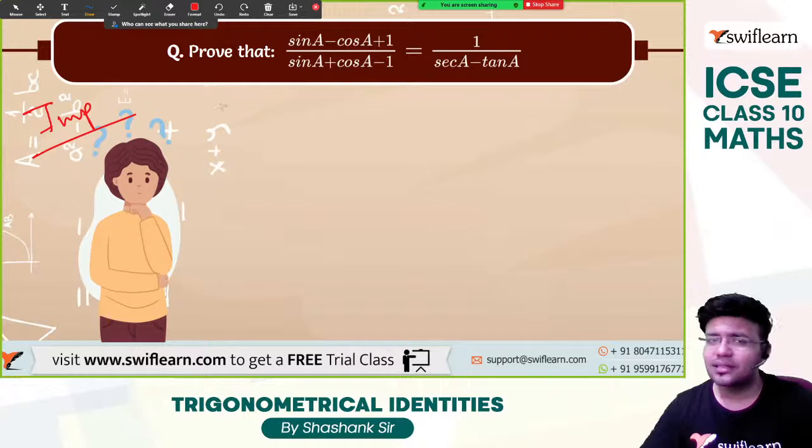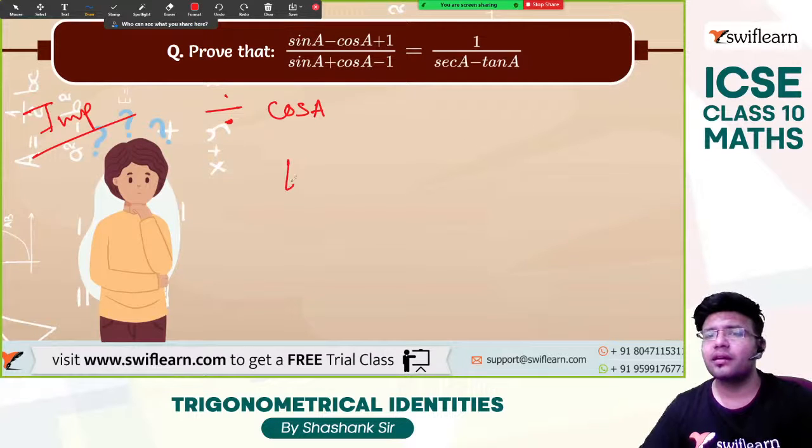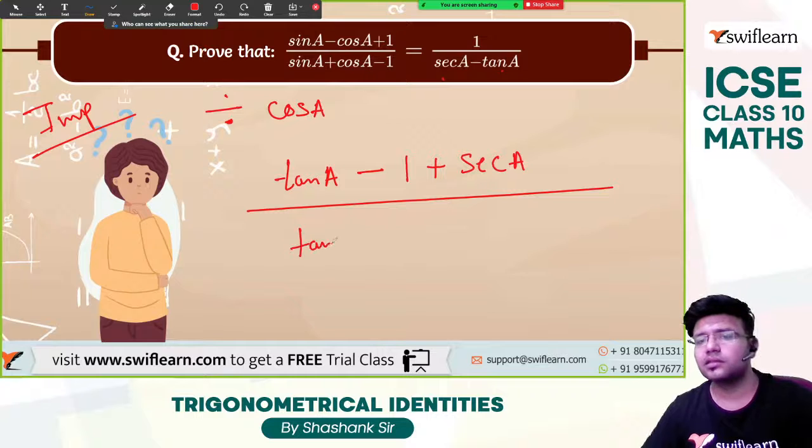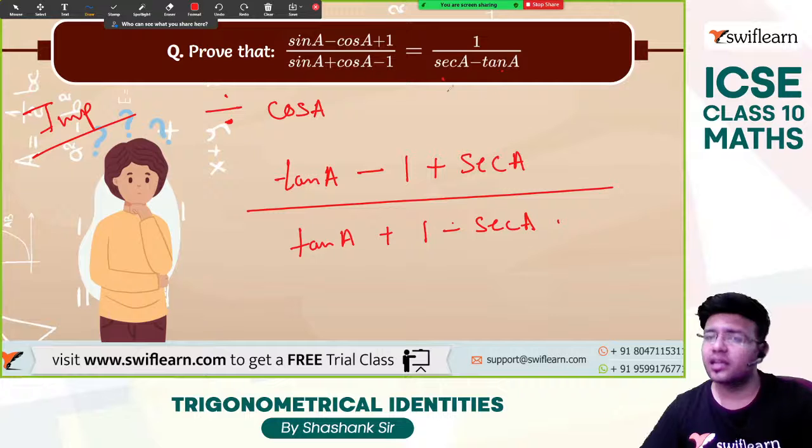Okay, write the LHS and divide the numerator and denominator by cos A. Okay, so sin A by cos A is tan A. Since it is in terms of sec and tan, convert this cos and sin into sec and tan. Minus cos A by cos A is 1 plus 1 by cos A. 1 by cos A is sec A divided by this. Okay, divide the denominator also by cos A, you get this thing.